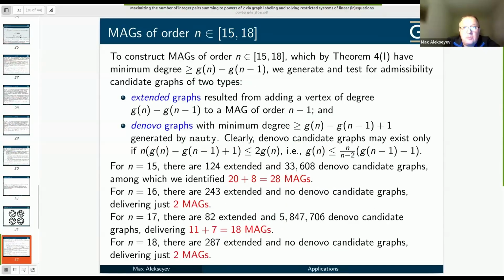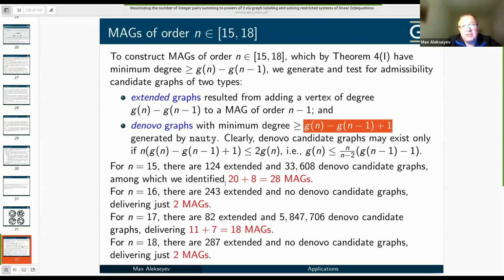Then for orders from 15 to 18, we consider that max can be obtained in 2 different ways. Either they can be extended from a smaller max, or they can be de novo max. If the minimum degree is exactly the difference between these two values, then it must be extended from a max of smaller order. However, if the minimum degree is at least one more than this difference, then we call such graphs de novo candidate graphs, and we generate them explicitly by the Nauty tool again.